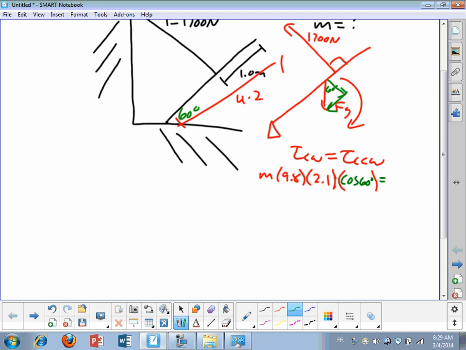That is going to equal our torque counterclockwise, 1700 newtons, and its distance from the fulcrum is 3.2 meters. I'm now just trying to solve this for mass. I'm going to divide both sides by 9.8 times 2.1 times cos 60.